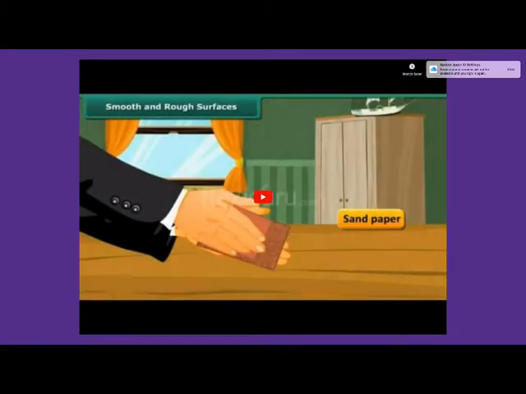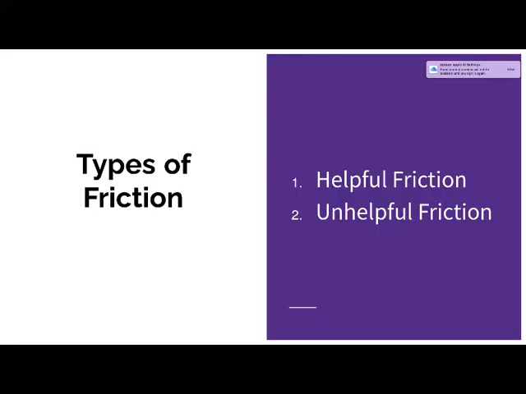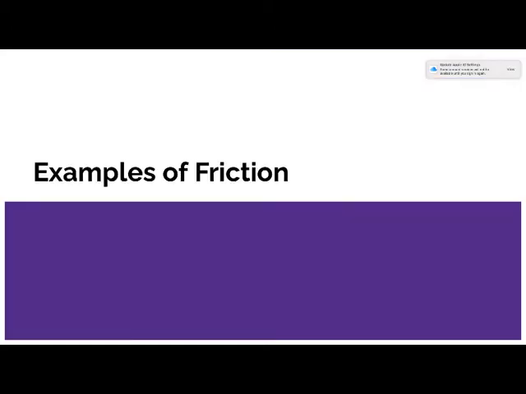So from this video, it shows that two sandpapers, when they're rubbed against each other, it's harder to rub them. That's because there's friction. Similarly, if you take two plain paper, they're easier to rub against each other because there's less friction. There are many different types of friction, but the two that we'll be looking at are helpful friction and unhelpful friction. So let's look at some examples of friction.